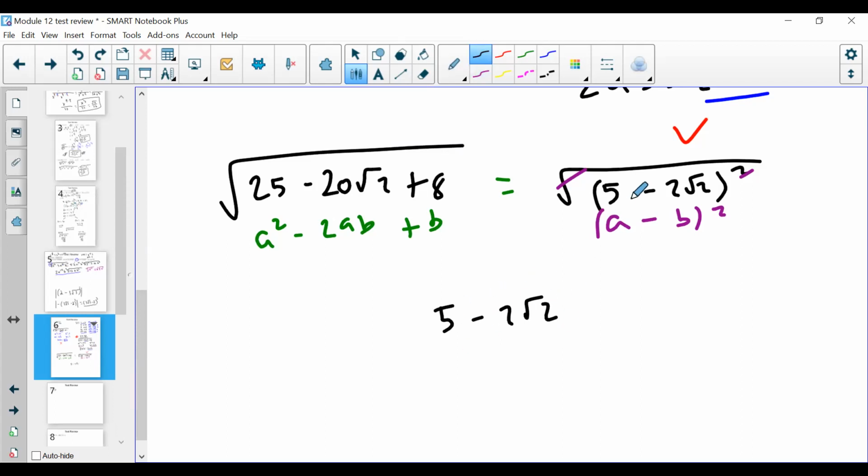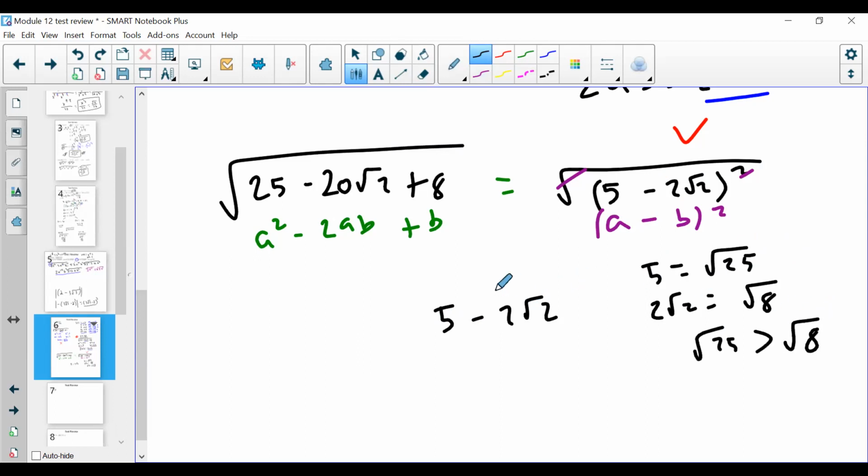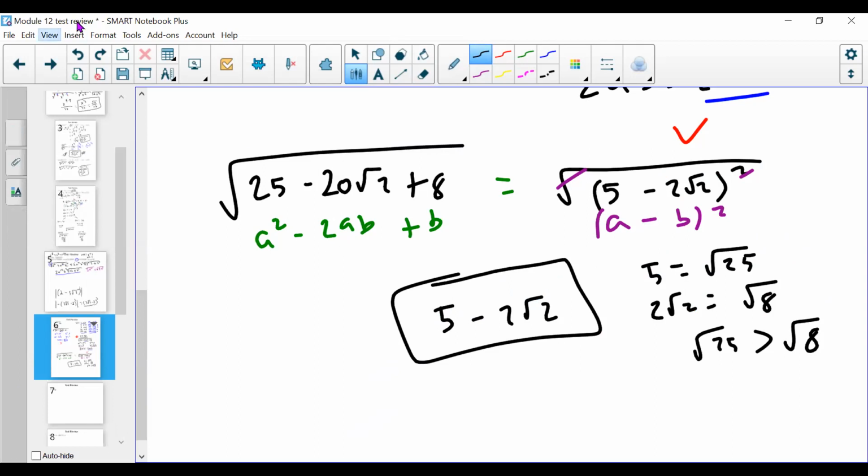And we're going to double check, because I did go from an even root to an odd one. I need to make sure, well, do I need to fix this? So I need to see which one's bigger, 5 or 2 root 2. Well, 5 is the same thing as the square root of 25. 2 root 2 is the same thing as the square root of 8. And the square root of 25 is bigger than the square root of 8. So I don't need to fix this, and that's going to stay my final answer. Any questions about that?